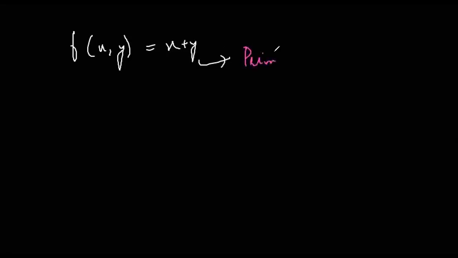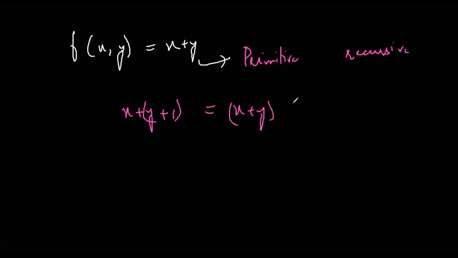Now after that, we have to show whether the function f of x comma y equal to x plus y is primitive recursive or not. We know that it is a total function. For this, what we can do is take x plus y plus 1. Instead of y, I'm keeping it as y plus 1, and then it can be written as x plus y plus 1. So this can be written as f of x comma y plus 1 equal to f of x comma y, plus 1.